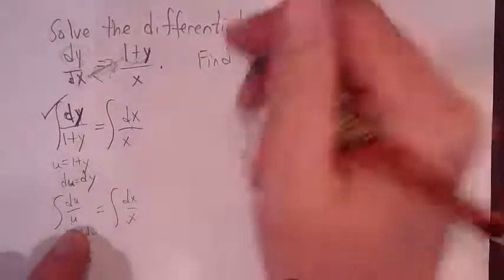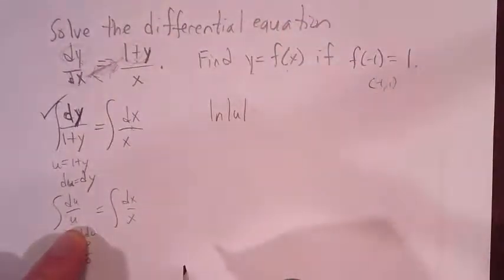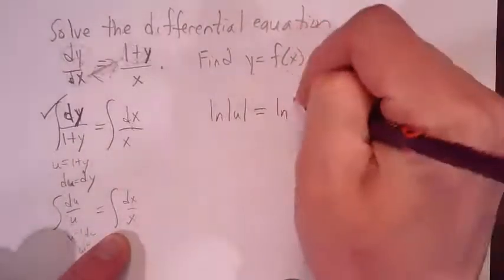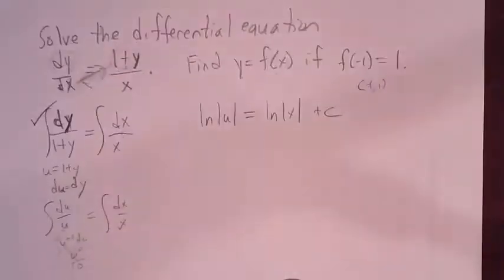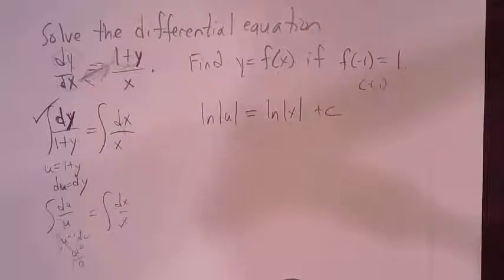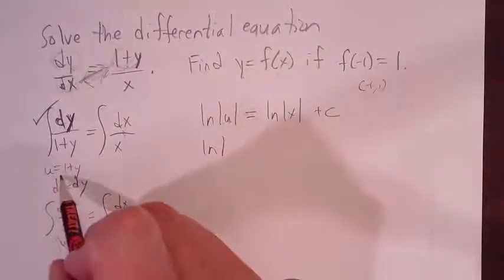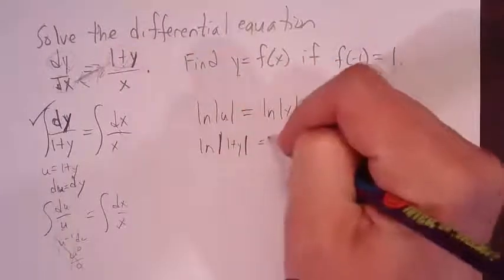So on the left side, I'm going to have natural log of u. I know there's a plus c here, but I'm just going to hold off and put the plus c at the very end of the right side. The right side is natural log of x. I'm going to combine all those constants into one term at the very end that I'm going to call plus c. Now, we should probably go and put back the variables that we originally had. 1 plus y is what we're going to put in for our u.